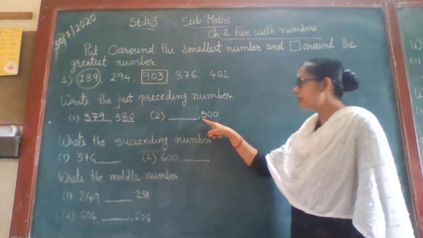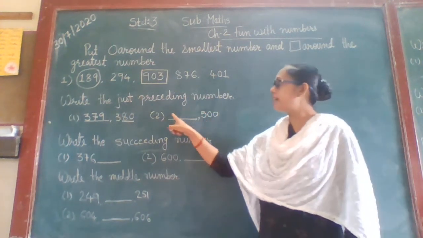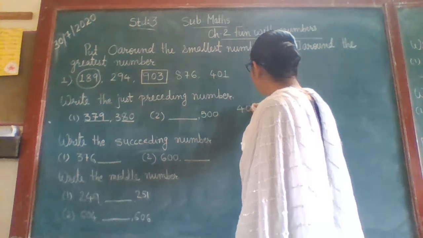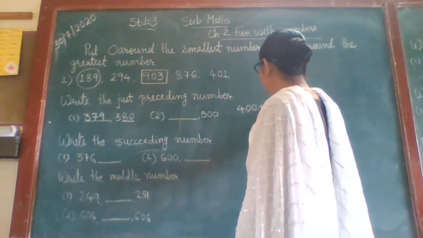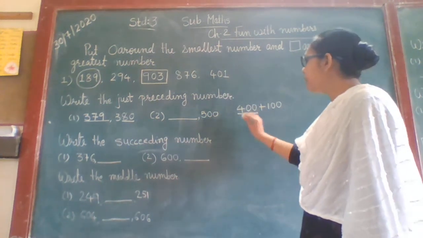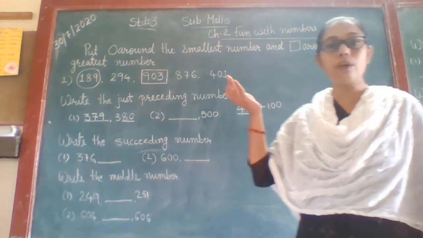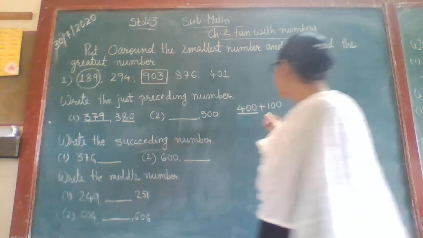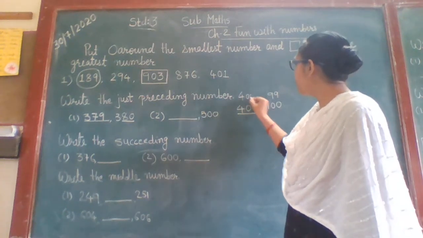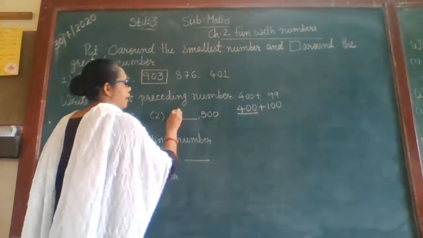Now students, here we have 500. So for 500 we cannot write it like that. Why? See, we make two parts of 500: 400 plus 100, 500. And here we have to write 400 as it is. But in 100 we have to see which number comes before 100. So yes students, we know that before 100, 99 comes. So here we have 400 plus 99. So it comes before 500.